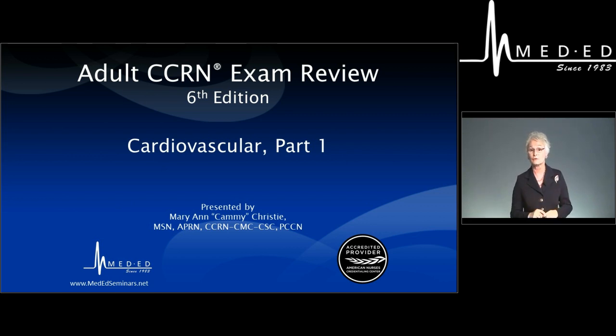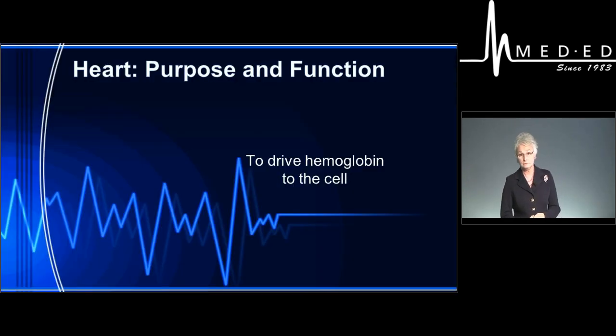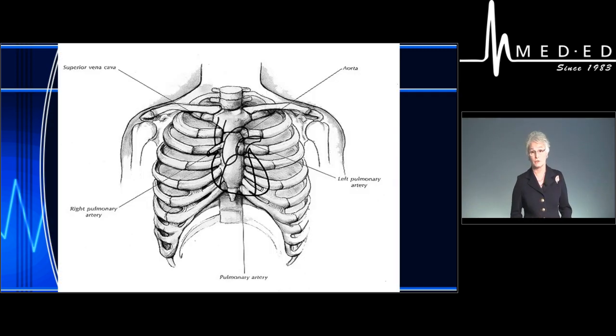Let's get started with the first part of cardiac. The purpose of the heart, remember, it is a pump, and the main purpose of this heart is to pump blood, you know, hemoglobin, to the cell. Now the heart does have some endocrine property, ANP, BNP, CNP, but there are no questions like that on the exam. All you have to really concentrate on is the right heart and the left heart, the structure and function.